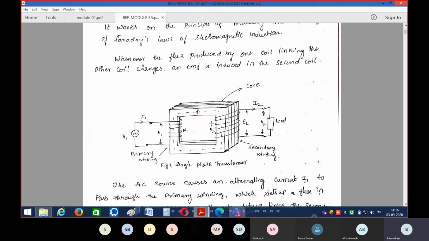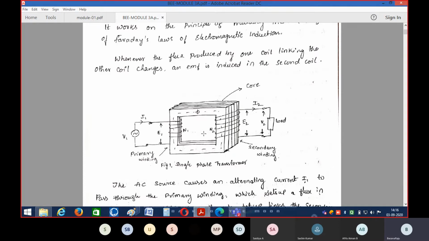This secondary winding consists of the number of turns called N2. So N2 represents the number of turns present in the secondary winding. V1 represents the primary voltage, I1 represents the primary current, N1 represents the number of turns in the primary. Okay. Whenever you give the alternating voltage V1, it causes alternating current to flow through the primary winding, and this alternating current I1 produces the sinusoidal flux phi in the transformer core. This flux crosses both the primary winding and the secondary winding.